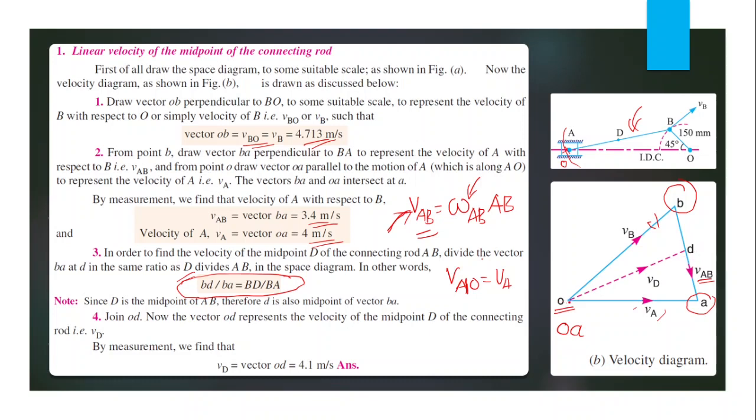Then connect the point small letter d with point O, and we can measure the vector od. That vector od will be the velocity of D with respect to O, or simply VD, because point O is at rest, a stationary point. So the velocity of D with respect to O is equal to the absolute velocity of D. That will be 4.1 meter per second. That's all about the velocity diagram.